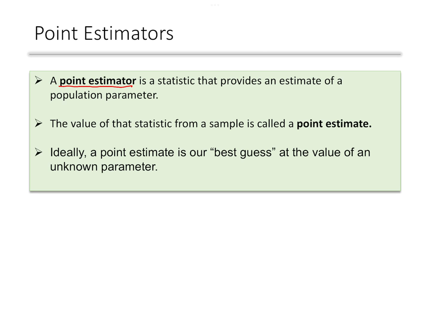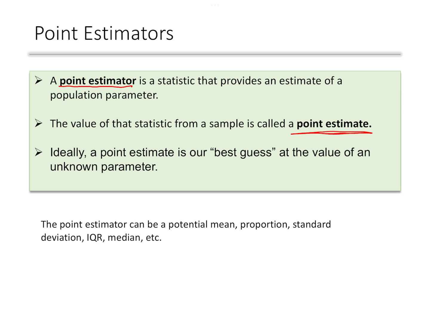The value of that statistic from a sample is called the point estimate, like p hat, x bar, whatever information we're getting from our sample. Ideally, a point estimate could be our best guess at the value of an unknown parameter. We don't know what it is, but this is what we think it is. The point estimator can be a mean, proportion, standard deviation, like I said, median. We are going to deal mainly with means and proportions in this class.